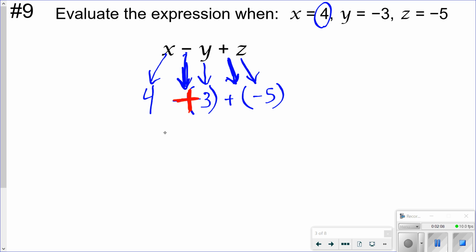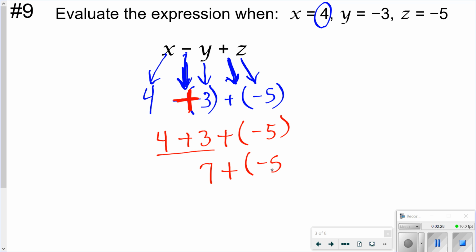So our question now is 4 plus 3 plus a -5. So we can do order of operations here, or you can add your positives together. So 4 plus 3 is 7, and then we're adding a -5. All that means is we're going in the other direction than positive, so 7 minus 5. Our answer is +2, because the 7 is more positive than that -5. I know, it's confusing, isn't it?